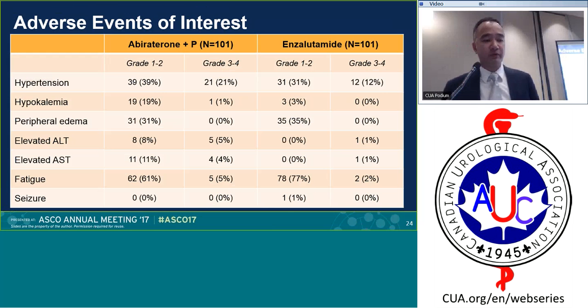Adverse events were as we would expect. So with abiraterone, we're seeing more hypertension, that's grade 3 or 4. We're seeing more hypokalemia because of its mechanism of action. Peripheral edema wasn't any different. And we're also seeing that 5% grade 3 to 4 toxicity with elevated liver enzyme tests, ALT and AST. With enzalutamide, we're seeing more fatigue. I don't show it, but the grade 2 fatigue was statistically significantly higher in patients with enzalutamide versus abiraterone. And there was one patient with a seizure, so a 1% seizure rate in the patients on enzalutamide. This patient did not have any risk factors for developing a seizure.